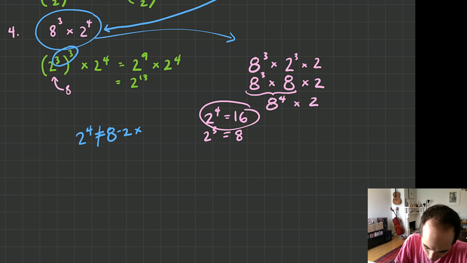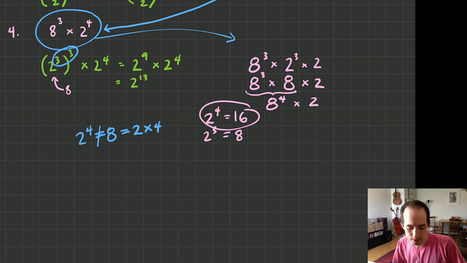here, what am I trying to write here? Is because it's 2 times 4, right? So 2 to the power of 4 is not equal to 8. 8 is actually equal to 2 times 4, right? Yeah, now you see your mistake.